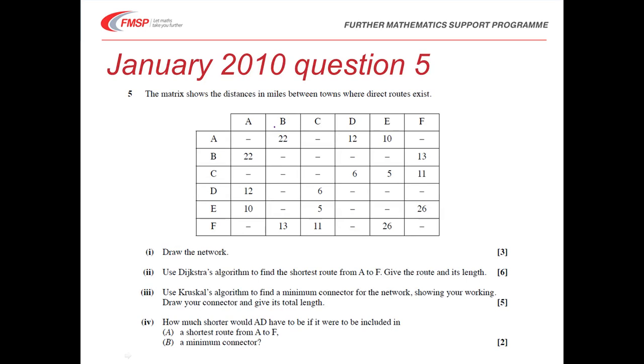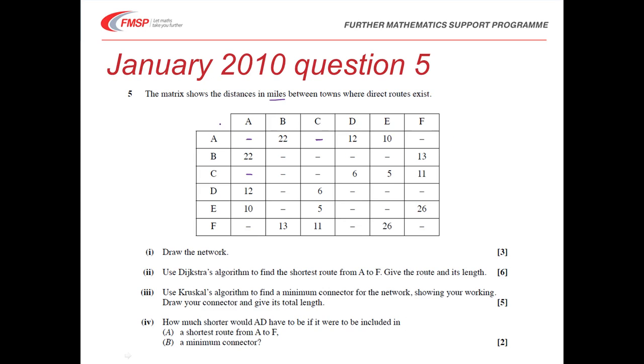And this matrix gives us the distance in miles between towns where a direct route exists. So for example, there is no route from A to C, nor therefore from C to A. And you wouldn't expect a route from A to A, from a town to itself, or at least if there was one you probably wouldn't take it, you'd stay put.